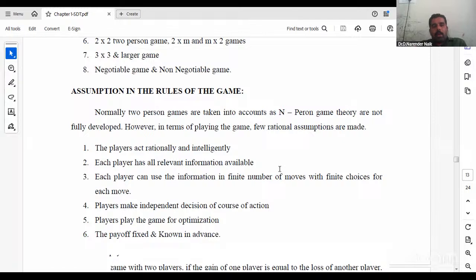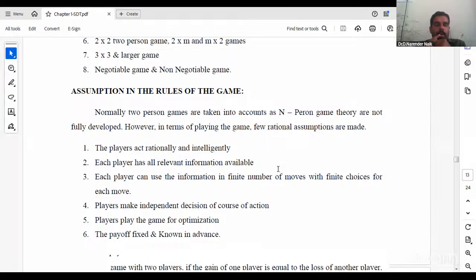Then each player has all relevant information available. So what type of information is required? That information will be collected by the player. That is important. Then each player can use the information in a finite number of moves with finite choice for each move. Players make independent decisions of course of action. Players play the game for optimization.